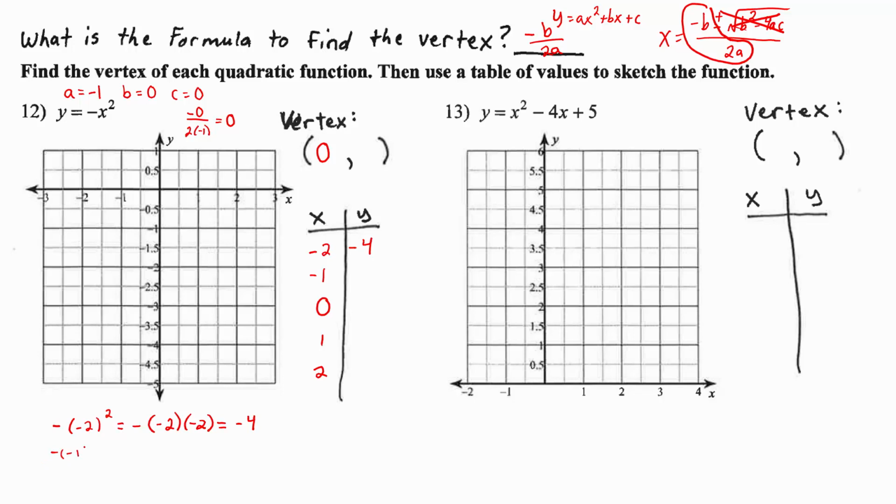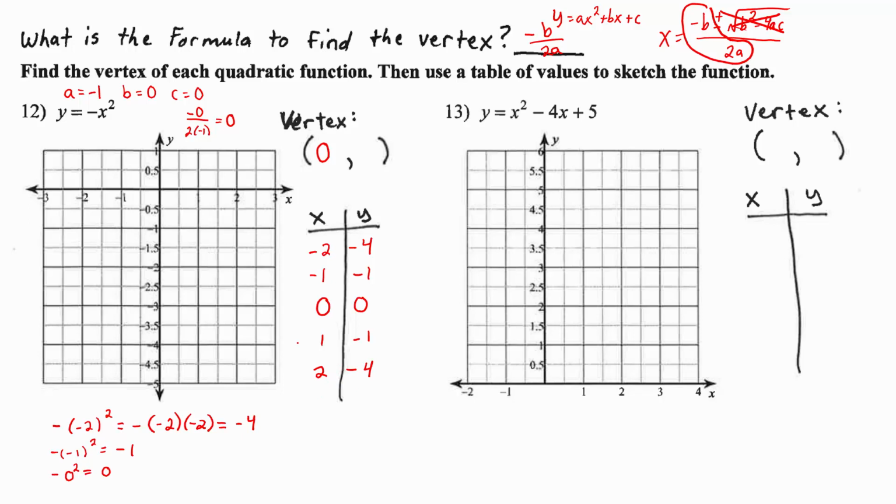When I plug in -1, same thing happens where I square and get a positive, but then it turns back negative. So it's a -1. 0 squared is just 0, and making it negative, it's still 0. Then if you've done enough of these problems, you'll know that there is a pattern here, that when I plug in 1, I should get -1 again. When I plug in 2, I should get -4.